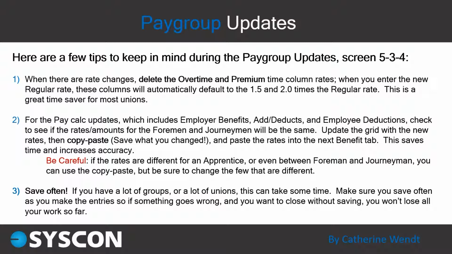Save often. If you have a lot of pay groups or several different unions, do a few at a time, save, open up the screen, do a few more. If you make a mistake or something goes wrong and you want to close without saving, you don't want to lose all the work that you just did. So do 1 or 2, save, bring it back up. It'll save you some frustration later. There's nothing worse than doing 5 or 6 pay groups, realizing you made a mistake, and now if you exit all the work you did, you won't be able to save.